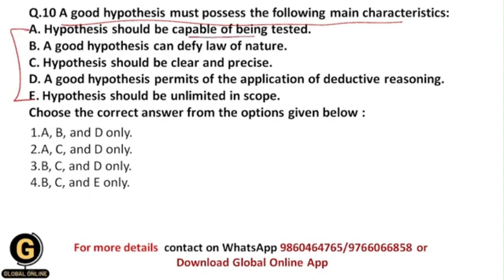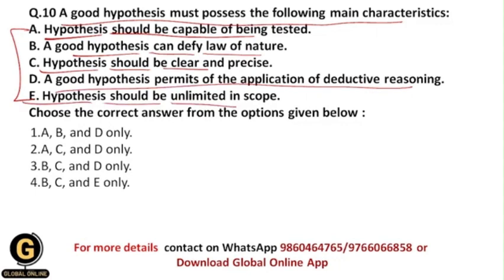Hypothesis should be capable of being tested. So it means that hypothesis should have testability. So we should be able to test the hypothesis. A good hypothesis can defy law of nature. So it means that a good hypothesis denies the law of nature basically. Hypothesis should be clear and precise. A good hypothesis permits of the application of deductive reasoning. Hypothesis should be unlimited in scope.